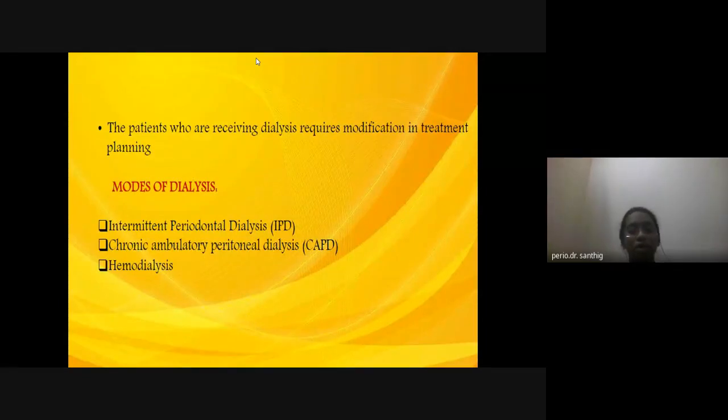So if the patient is having renal failure, the treatment will be dialysis for those patients. So in those patients, the treatment will be different. Different modes of dialysis may be present: intermittent peritoneal dialysis, chronic ambulatory peritoneal dialysis, and hemodialysis.